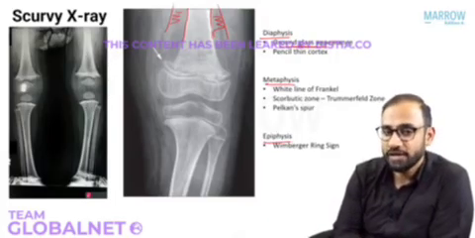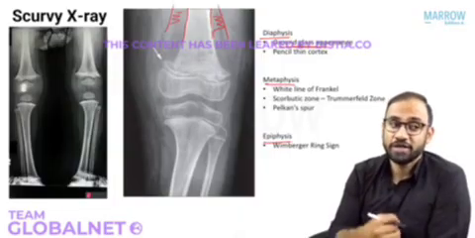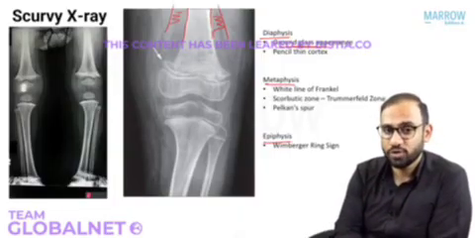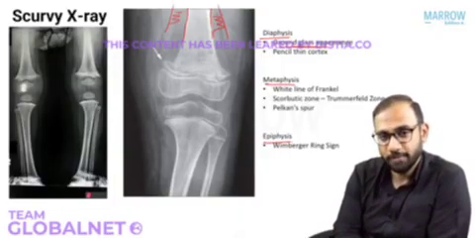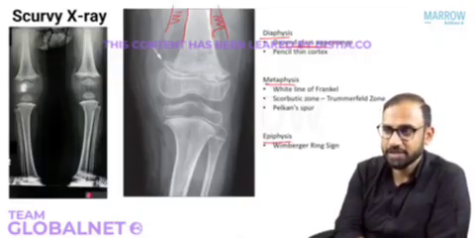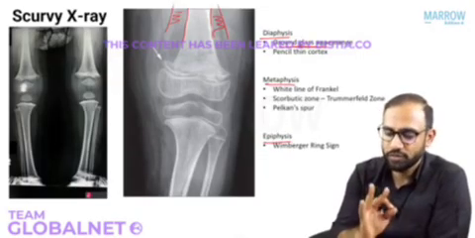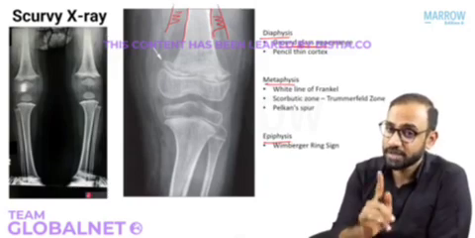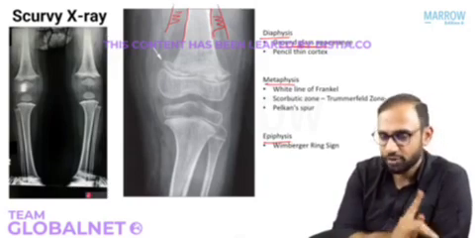For example, osteomyelitis will also present with pseudo paralysis, or septic arthritis will also present with pseudo paralysis. One of the causes is scurvy, where there is subperiosteal hemorrhages, because of which the patient doesn't want to move the limb, and it looks like paralysis, but it is not true paralysis, it is pseudo paralysis.